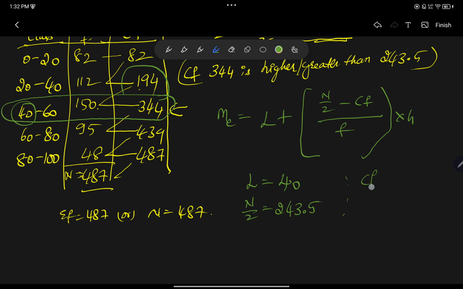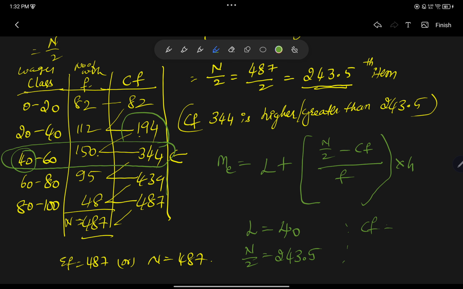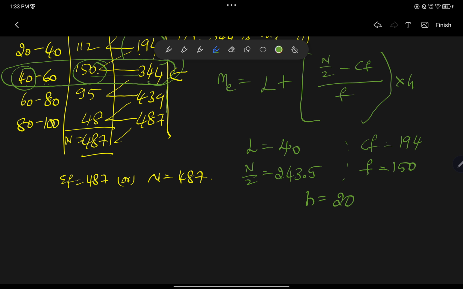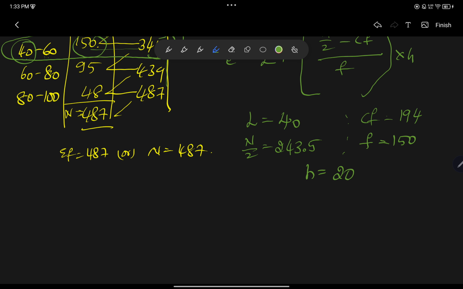Next, we need CF. CF is how much? From the cumulative frequency, we should not take 344. We should take the previous one, 194. 194 is the CF. And what is the F value of this? 150. 150 is the F value. And what is the H value? H is the difference within this class, 40 to 60, that is 20. The difference is 20. Okay. So now we have got all the values.